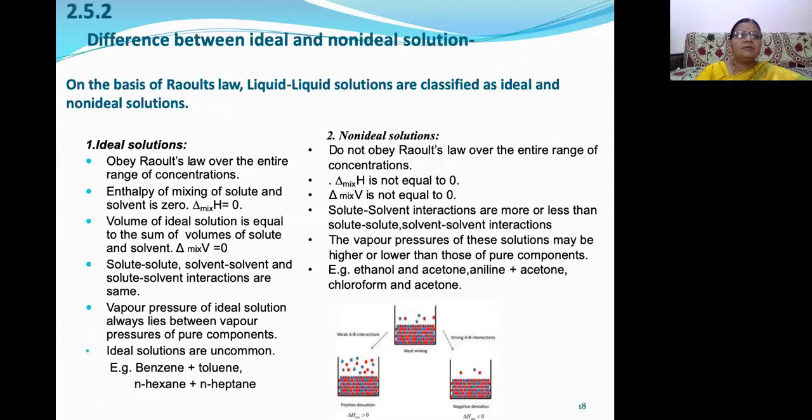Now today, difference between the ideal and non-ideal solution. On the basis of Raoult's law, liquid solutions are classified into two types: ideal solution and non-ideal solution. What is ideal solution? The solution which obeys the Raoult's law over entire range of concentrations. Such a solution is known as ideal solution.